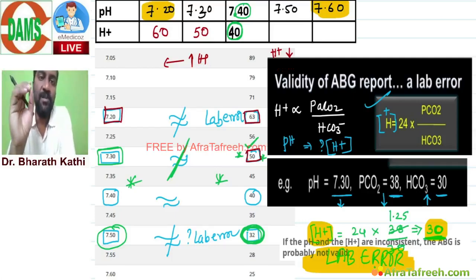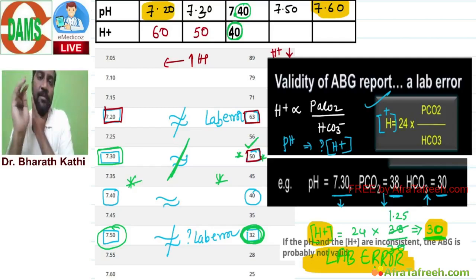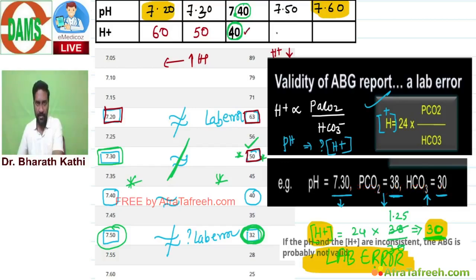7.40 pH, H plus will be 40. At 7.30, I have increased it by 10, 50. H plus at 7.20 will be 60. In the same way, at 7.50, now H plus should decrease. It will decrease by 10, to 30. Now if you see in the original table also, it is 32, no issue. And here it will decrease to 25. This is an easy way.